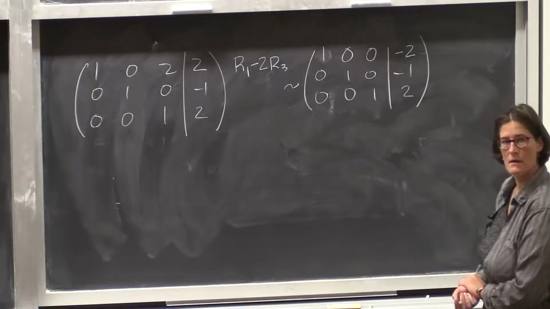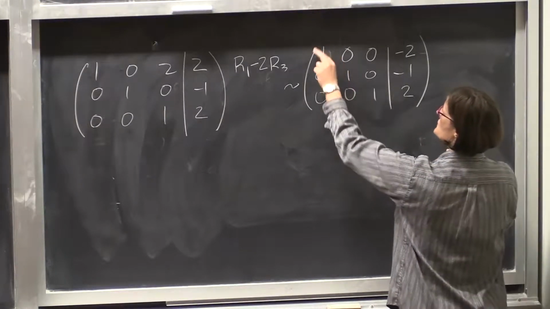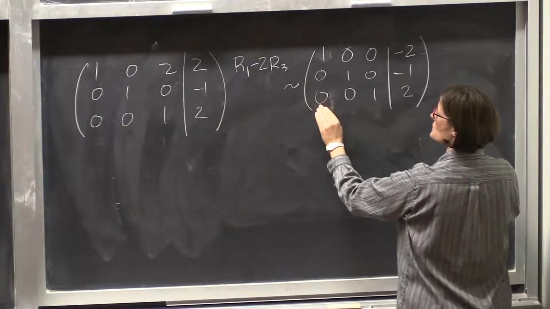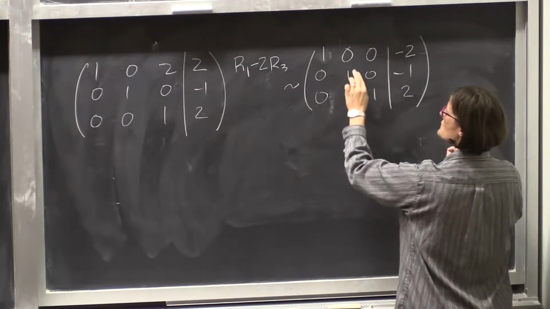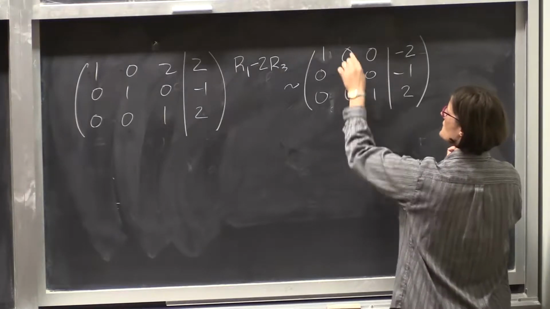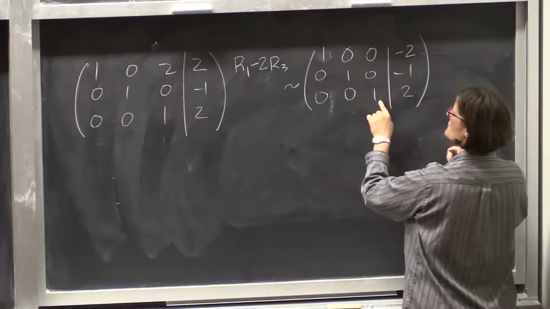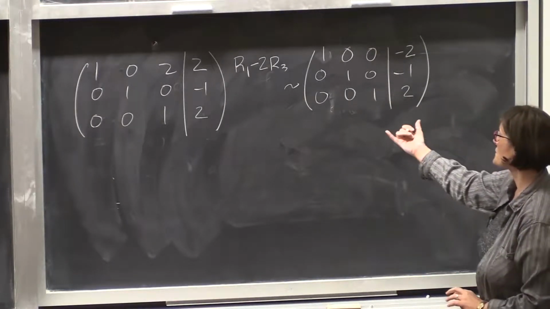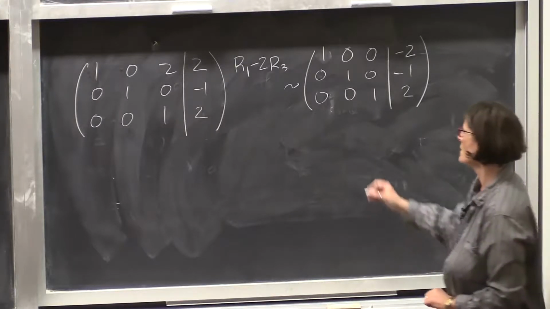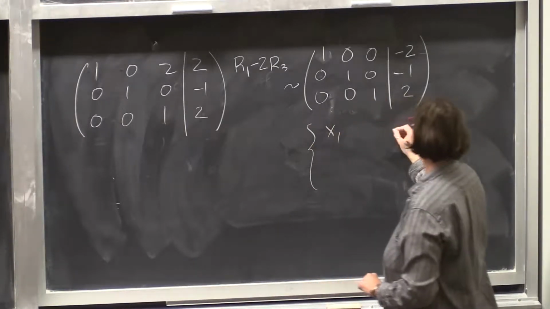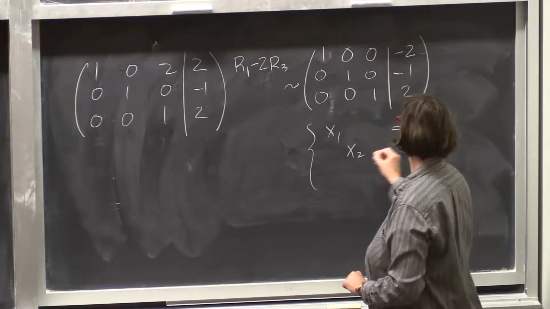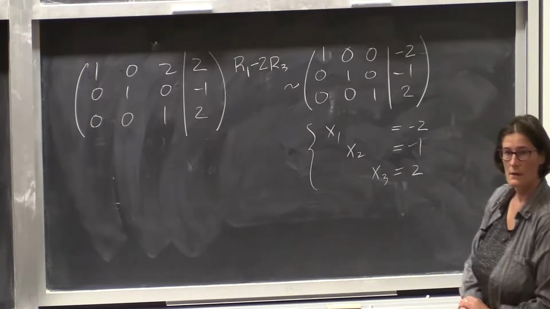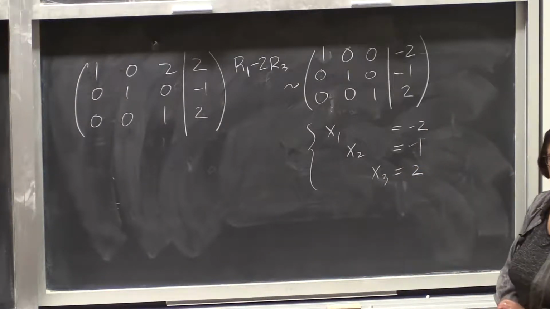Now I stop. The first equation has to do with x1, and none of the other equations have to do with x1. The second equation has to do with x2, and none of the other equations have to do with x2. The third equation has to do with x3, and none of the other equations have to do with x3. So at this point, I write down the linear system that this is the augmented matrix for. And this is the augmented matrix for the linear system x1 equals minus 2, x2 is equal to minus 1, x3 is equal to 2. Can you easily solve that?